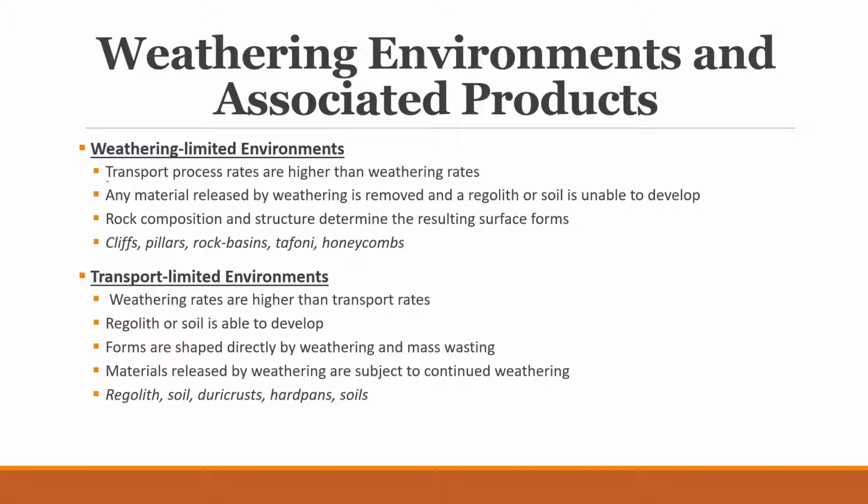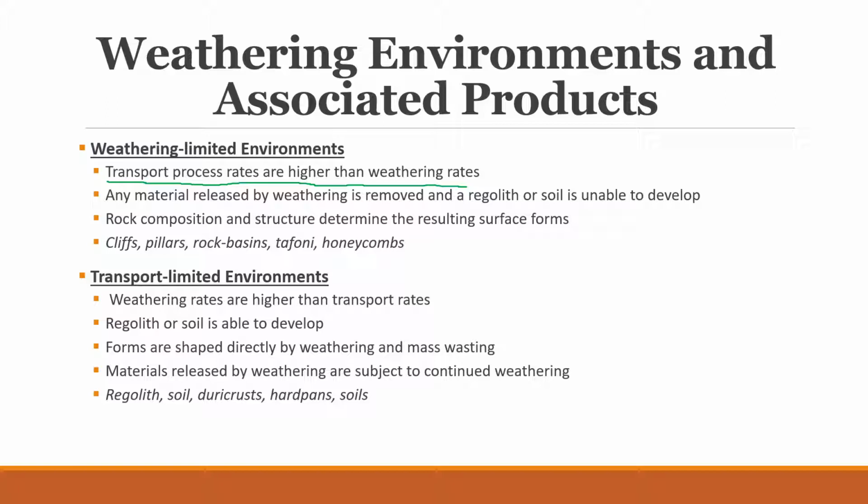Transport process rates are higher than weathering rates. So that means any material produced by weathering is removed and regolith or soil is unable to develop. So weathering is limited because transport is occurring at such a high rate. In these weathering limited environments, rock composition and structure will determine the resulting surface forms. And we end up getting cliffs, pillars, rock basins, tuffoni, and honeycombs as some examples. We are going to look at each of these individual landforms coming up.